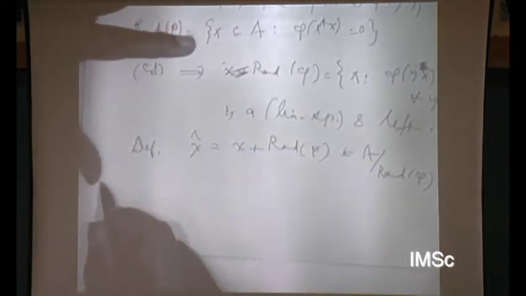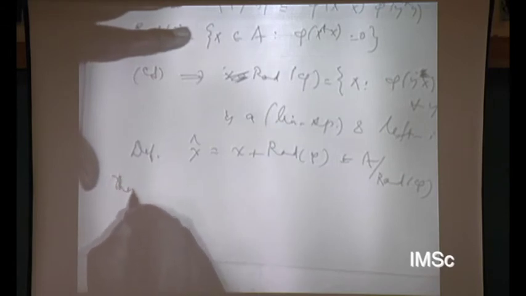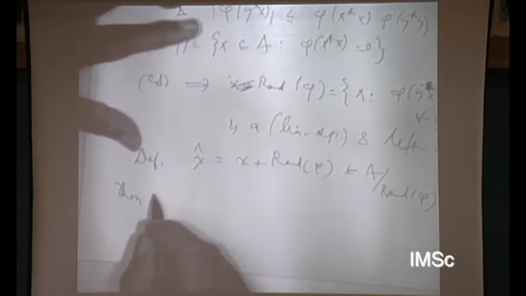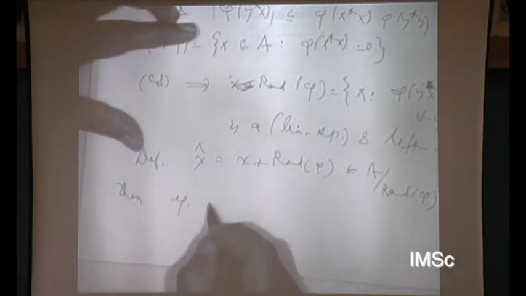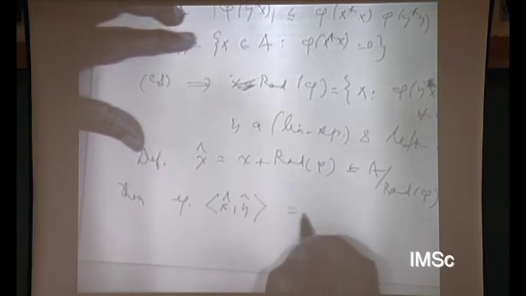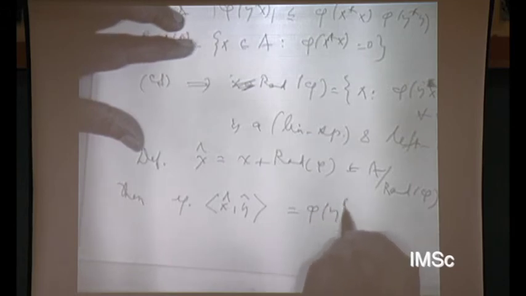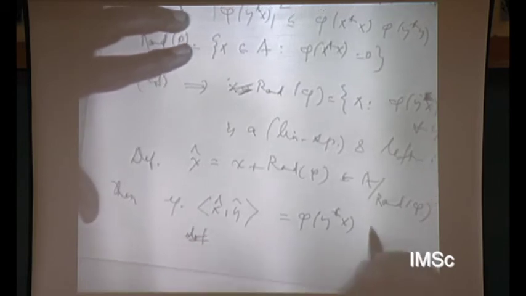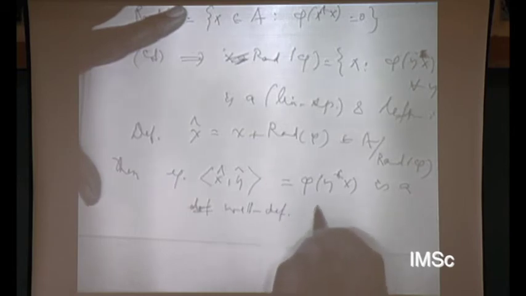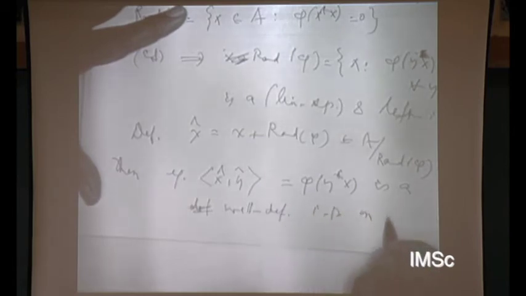Then one can verify that this B will descend to a genuine inner product on the quotient space. The equation x hat, y hat equal to phi of y star x yields a well-defined inner product on A mod rad phi.